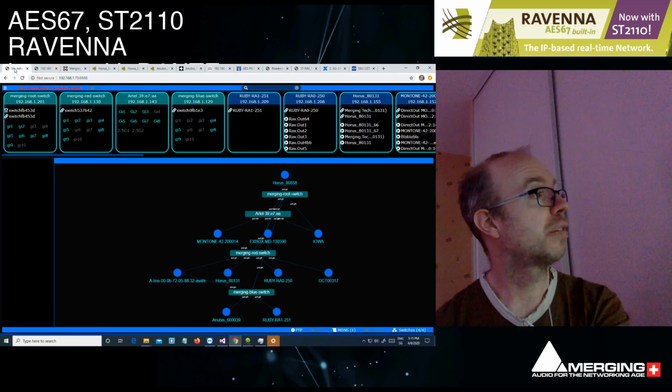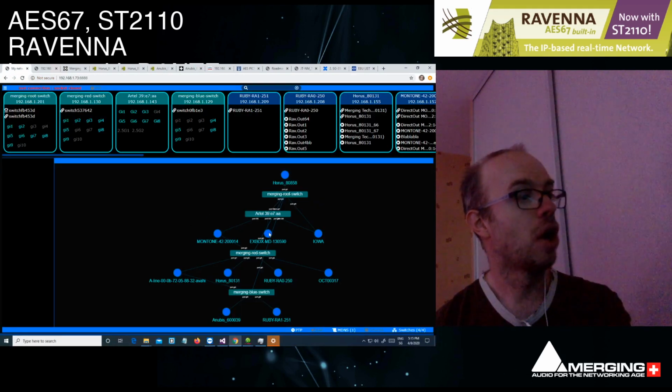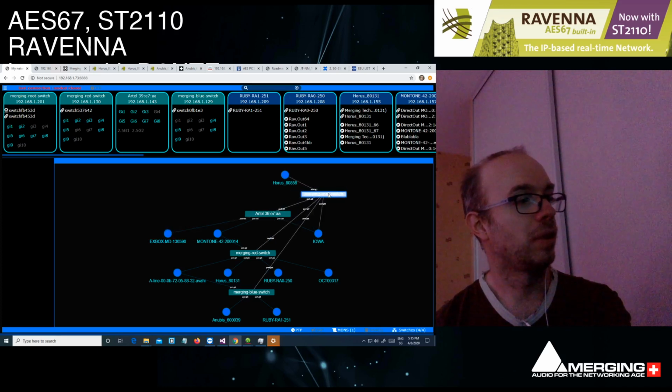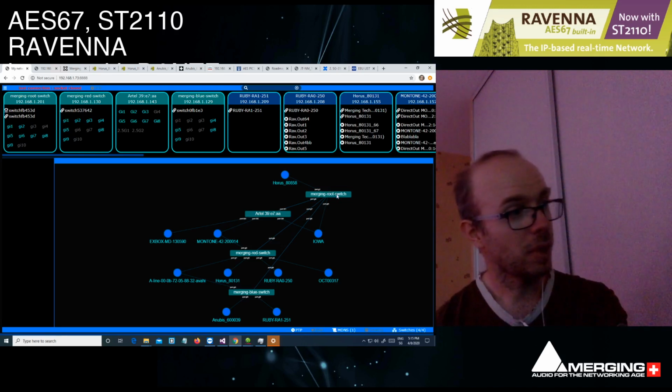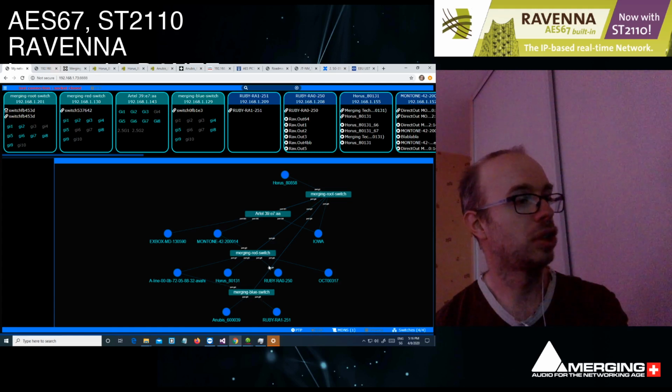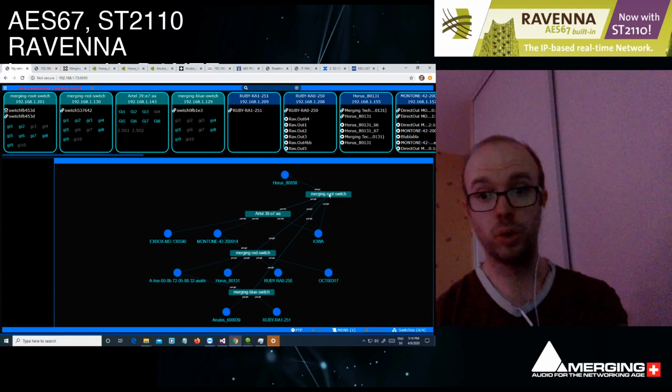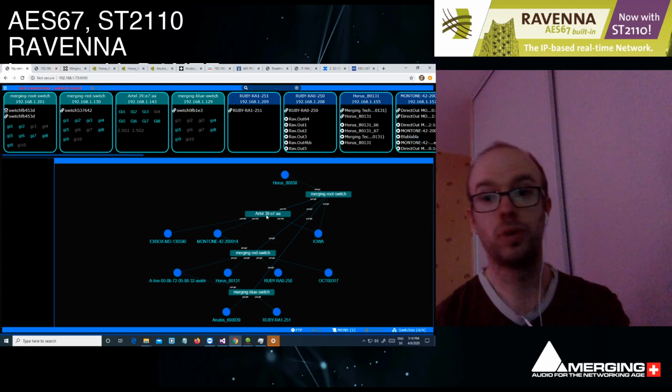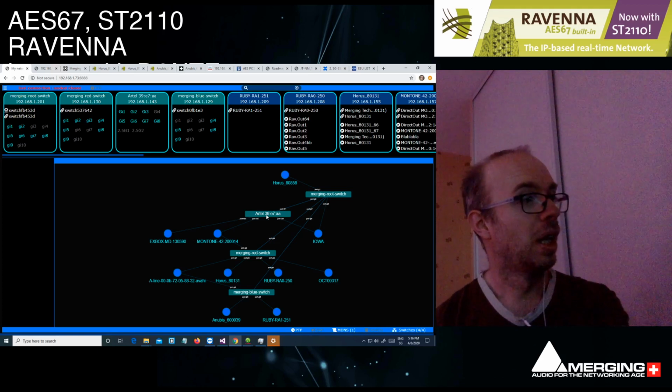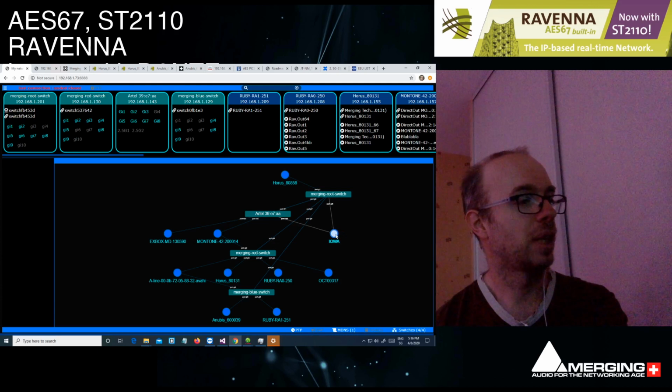So here I have my network. It's my home network, or actually my work network, but I'm connected to it using VPN, so those are my home devices as well. We have 4 different switches. Those 3 Merging-named switches are Cisco switches, and this one is a switch from Artel. And you see that some devices are double attached. They have 2 different Ethernet ports plugged into different switches.